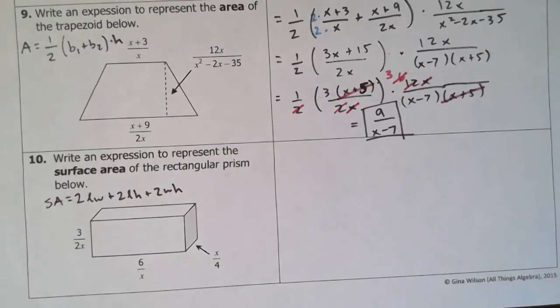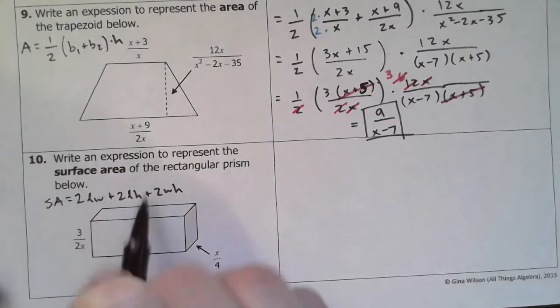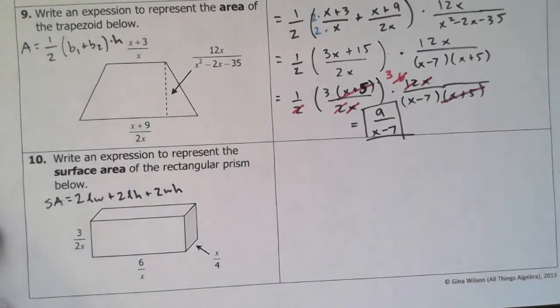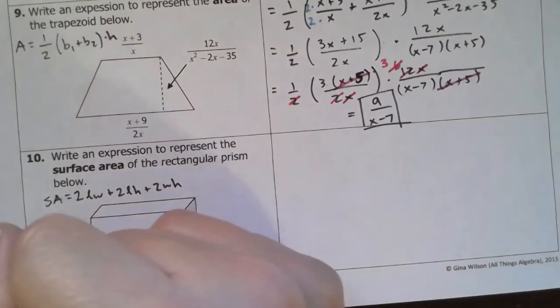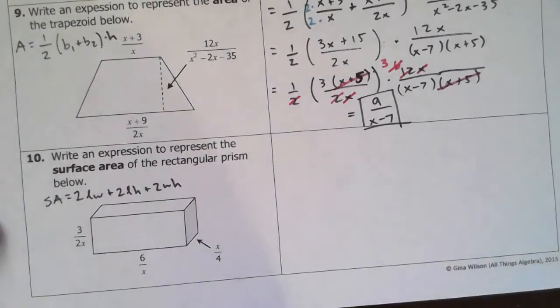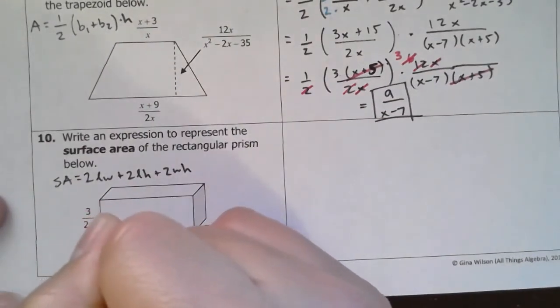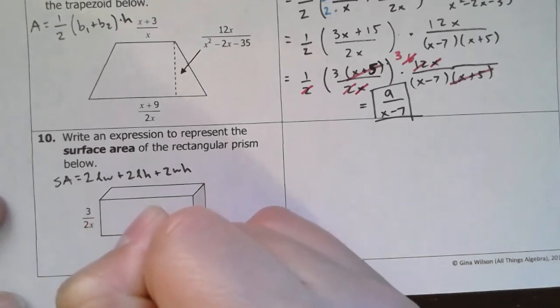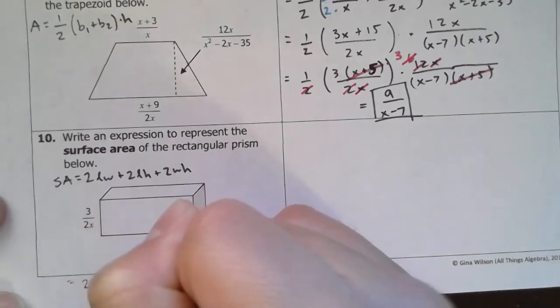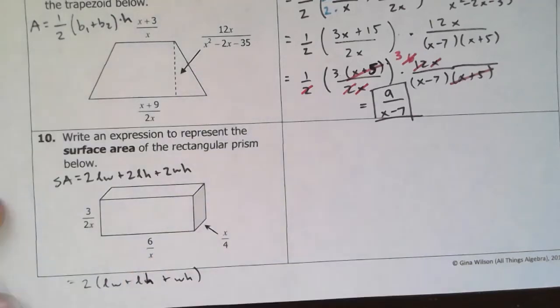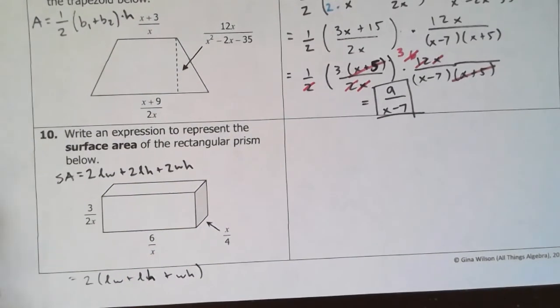So you can also factor out a 2 from this expression. Maybe we should do that just to simplify things. So you have, oh boy, I'm out of space here. So 2 times length and width, length and height, plus width and height. And that's it, right? That's really all you could do.